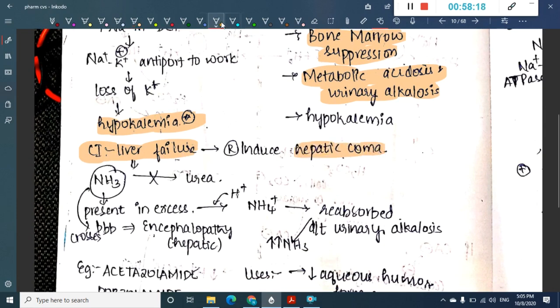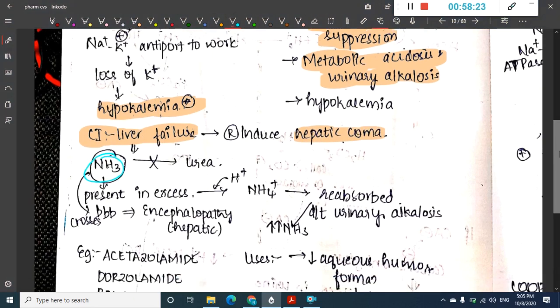Why? See, we have ammonia. This ammonia gets converted to urea in the liver, but now this liver has been damaged because of liver failure. As a result, ammonia is present in excess, a lot more than normal. Because this ammonia is in excess, it can cross the blood-brain barrier and enter the brain, and in the brain it causes encephalopathy. That is one.